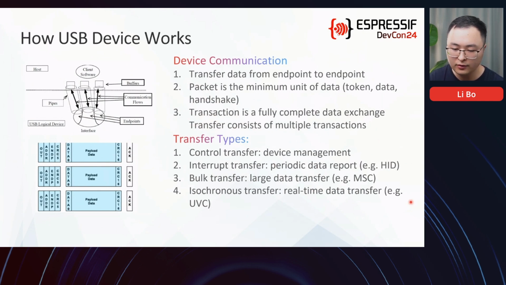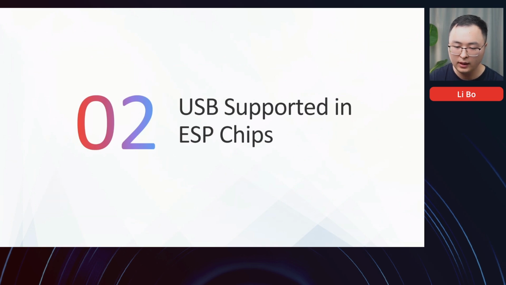Besides the transfer format, USB also defines different transfer modes to meet the different requirements of application scenarios: control transfer for device management, interrupt transfer for periodic data reports, and bulk transfer for large data transfer, like when we use a USB disk for file copying. And isochronous transfer for real-time data transfer, like when we use UVC for pictures.